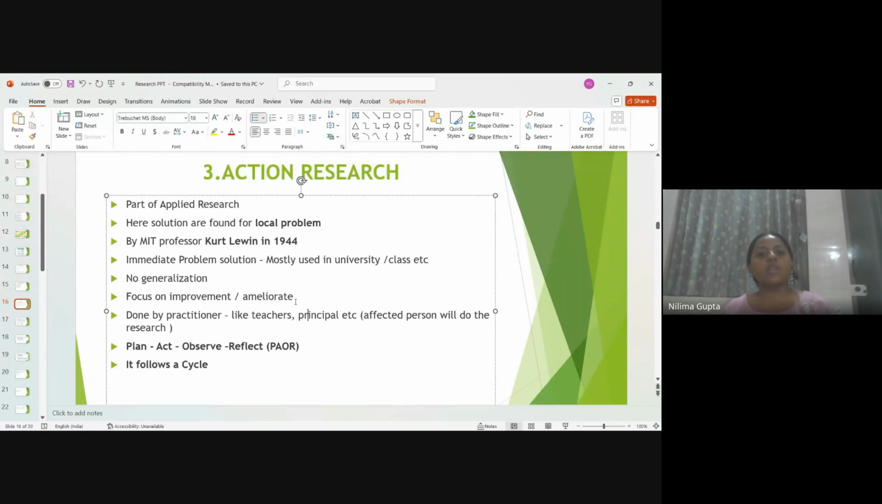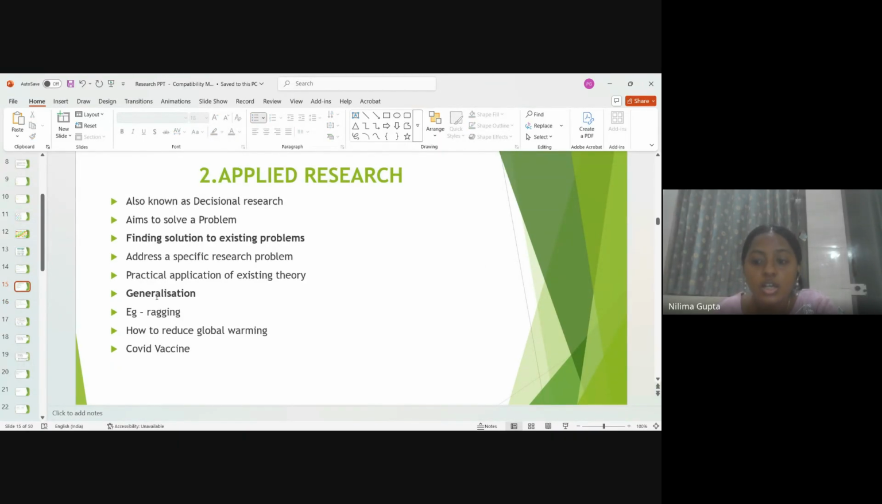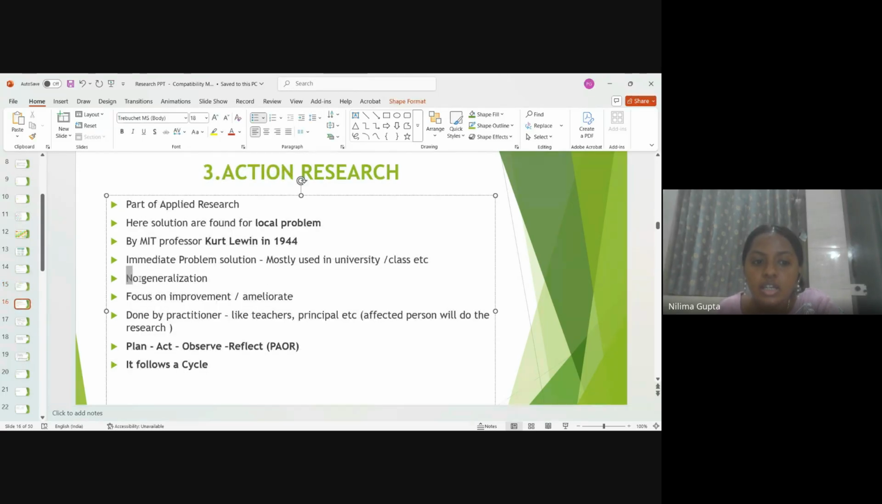Okay. So the concept of action research was given by MIT professor Kurt Lewin in 1944. It's an immediate problem solution. If I'm facing any problem, immediate solution. Mostly used in universities, class, schools, etc. Very important. When I talk about applied research, it has generalization. Now, action research will not have any kind of generalization because it is limited to a university, a class, a school, and most importantly, it is for a local problem. It is not for a problem like global warming, COVID vaccine.